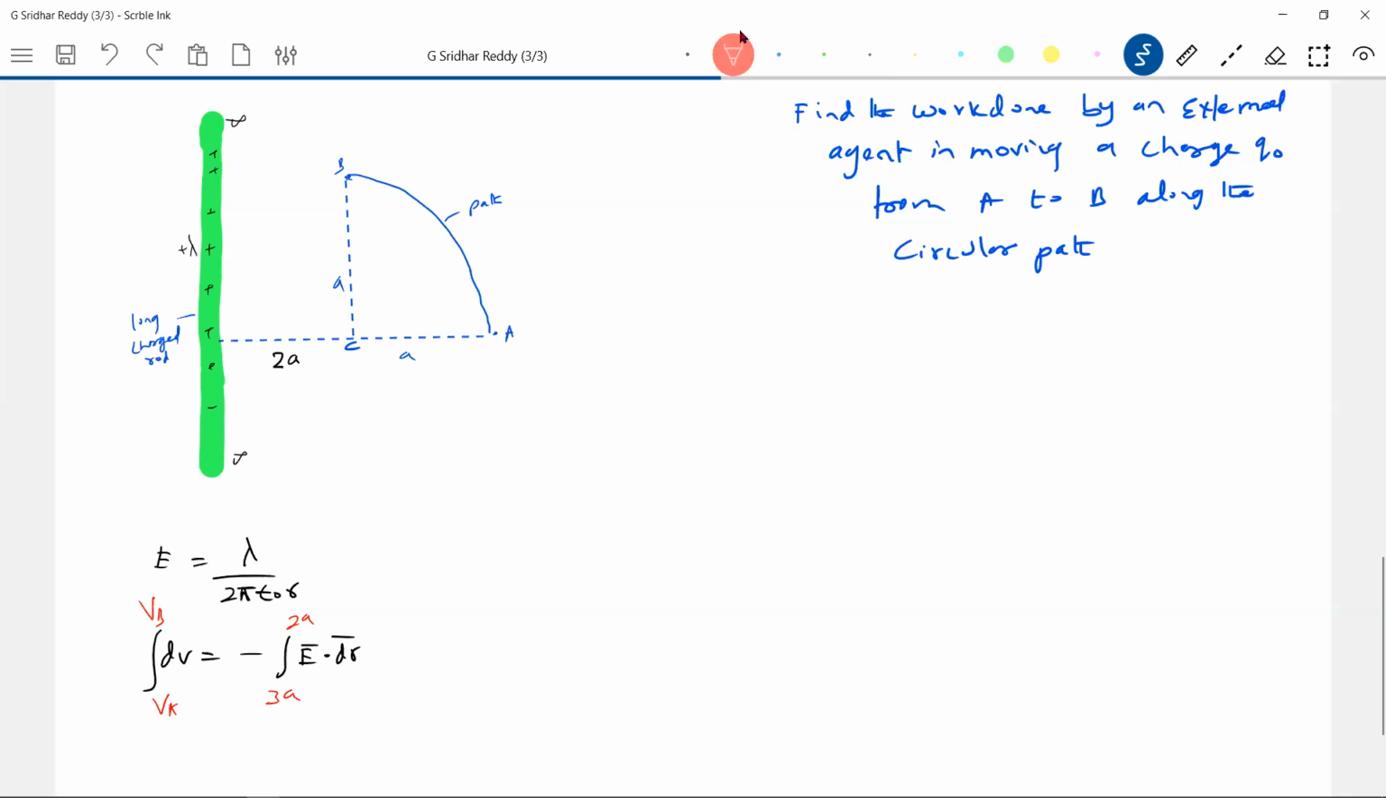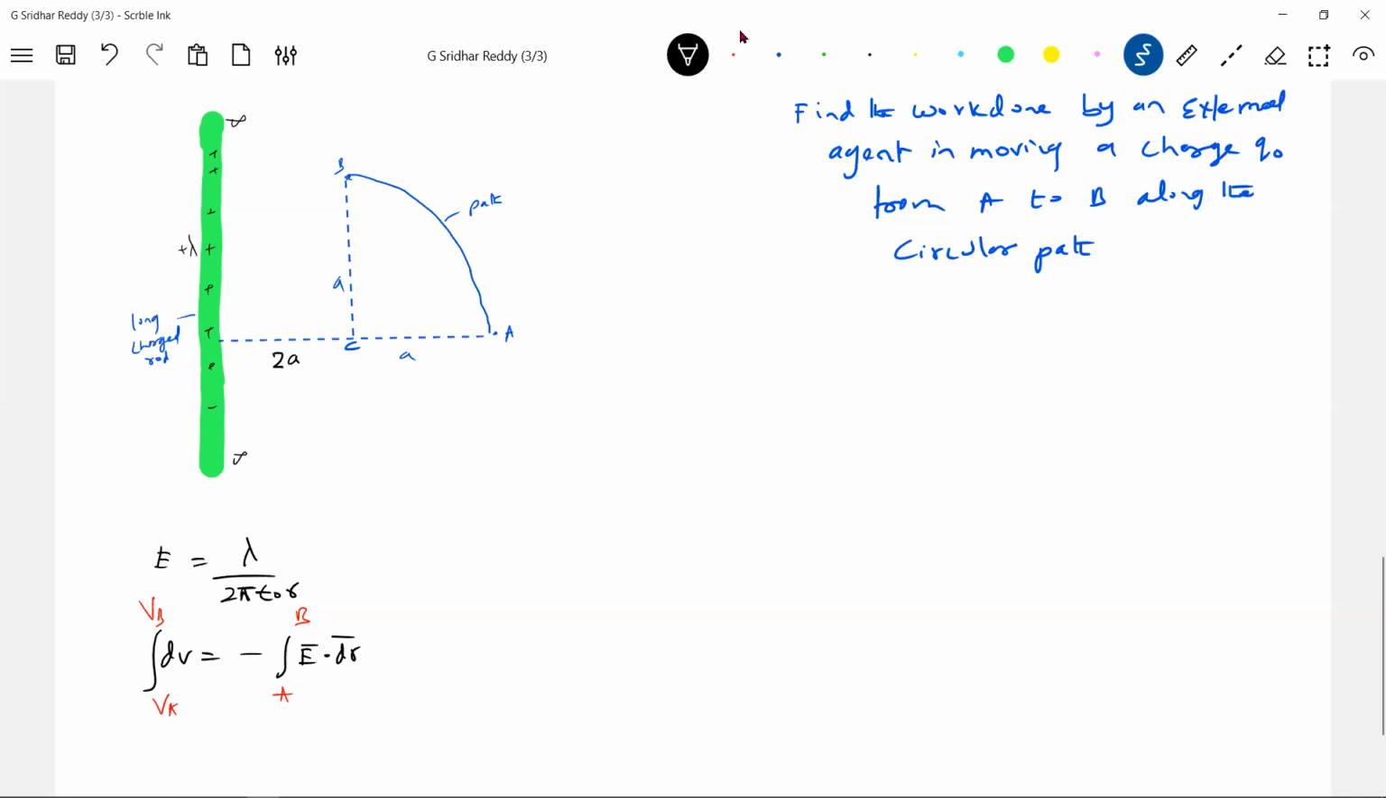dV, integral of dV is equal to minus integral of E bar dot dr bar, where you are moving from point A to point B. Limits I'll substitute in the next step. Okay, let's get into this one. After this, it will be VB minus VA. One more step.